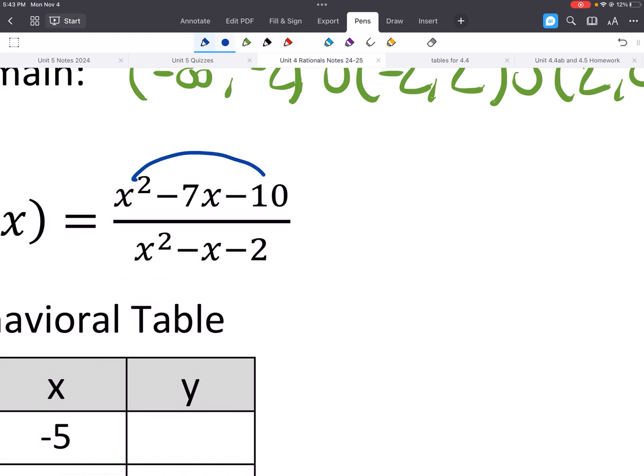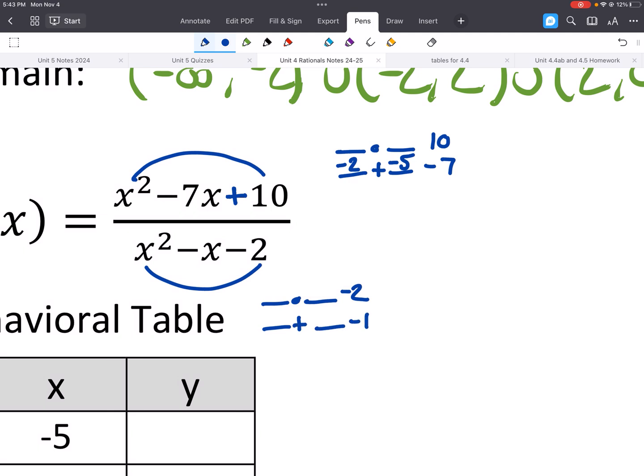So what could multiply to, this should be a plus. I need to fix that. So it should be a plus 10. So what could multiply to 10 and add to negative 7? So that would be negative 2 and negative 5. And then similarly for the bottom, what could multiply to negative 2 and add to negative 1? So negative 2 and 1.